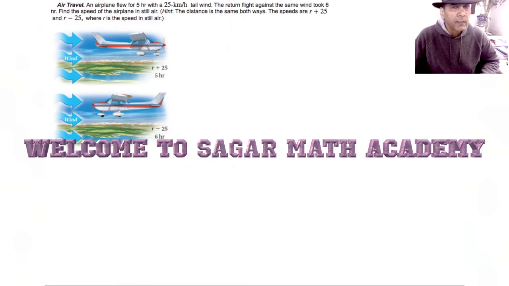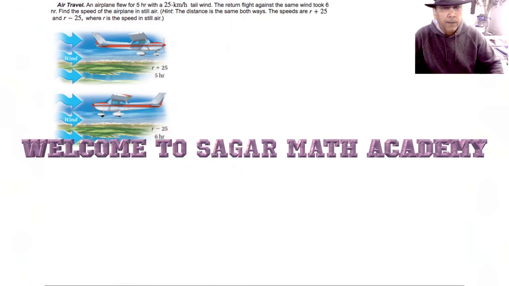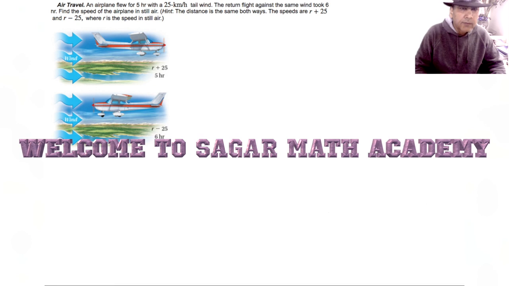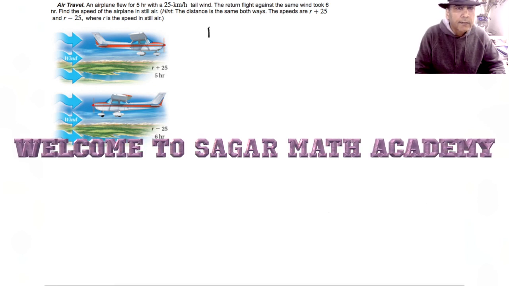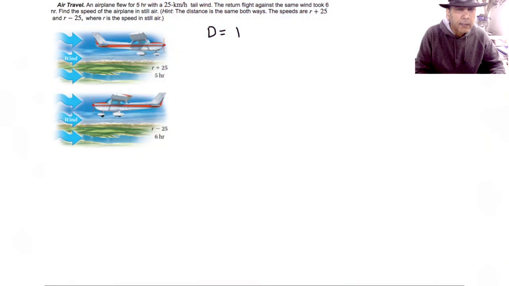Okay, in this video, we're gonna learn how to apply the distance formula. So first let me write down this formula right here. D equals R times T. So everyone knows D is what? Distance. R is what? Rate. And T is what? Time. So let's read this problem together.